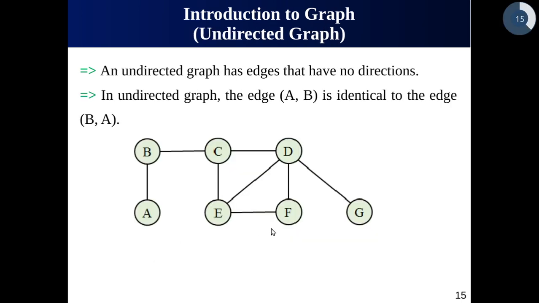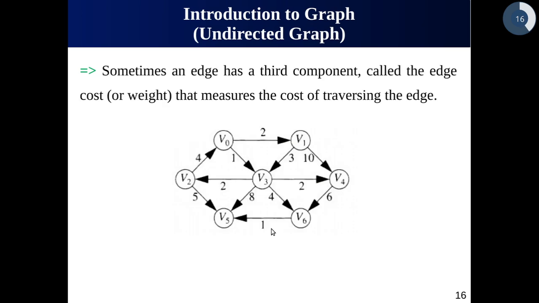Oops, this slide is repeated, ignore it. Sometimes we have another component, a third component. Two things we have studied: vertex and edges. Now we have a third component, and that is associated with the edge. It is known as cost or weight, and it is used to measure the cost of traversing that edge.